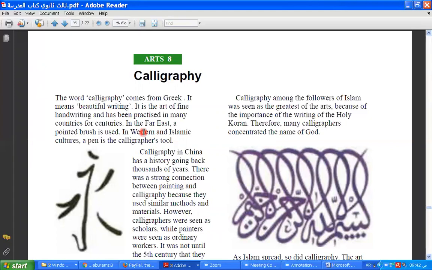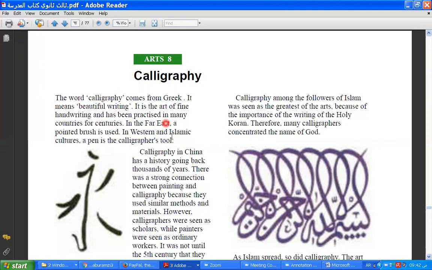The word calligraphy comes from Greek. It means beautiful writing. It is the art of fine handwriting and has been practiced in many countries for centuries. In the Far East, a pointed brush is used. In Western and Islamic cultures, a pen is the calligrapher's tool.